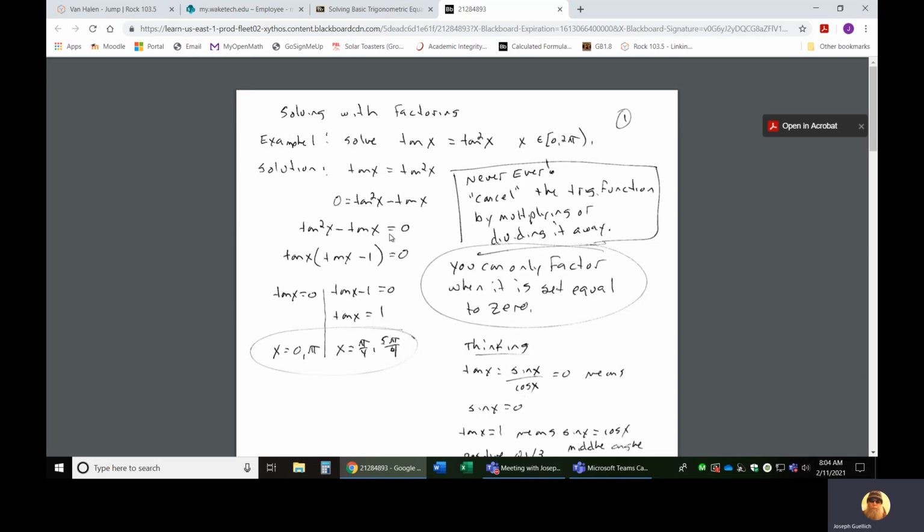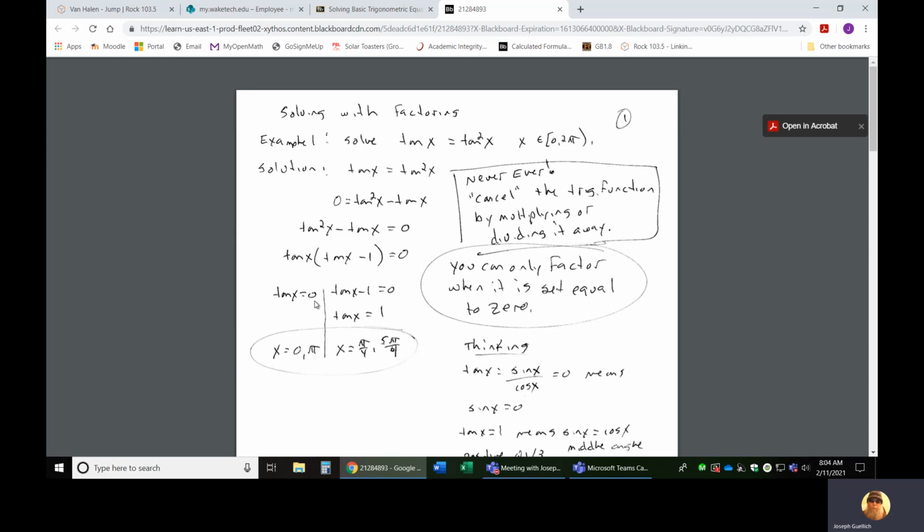Once you've got everything on one side equal to 0, that's when you factor. See my little oval on the right side there? You can only factor when it is set equal to 0. You can't have it equal to 1 and factor, or anything other than 0. That is straight out of algebra. That's got nothing to do with trig. Factor it. You can see that line right there. Each factor then becomes equal to 0. Again, this is just algebra, where the last thing we do is the trig.